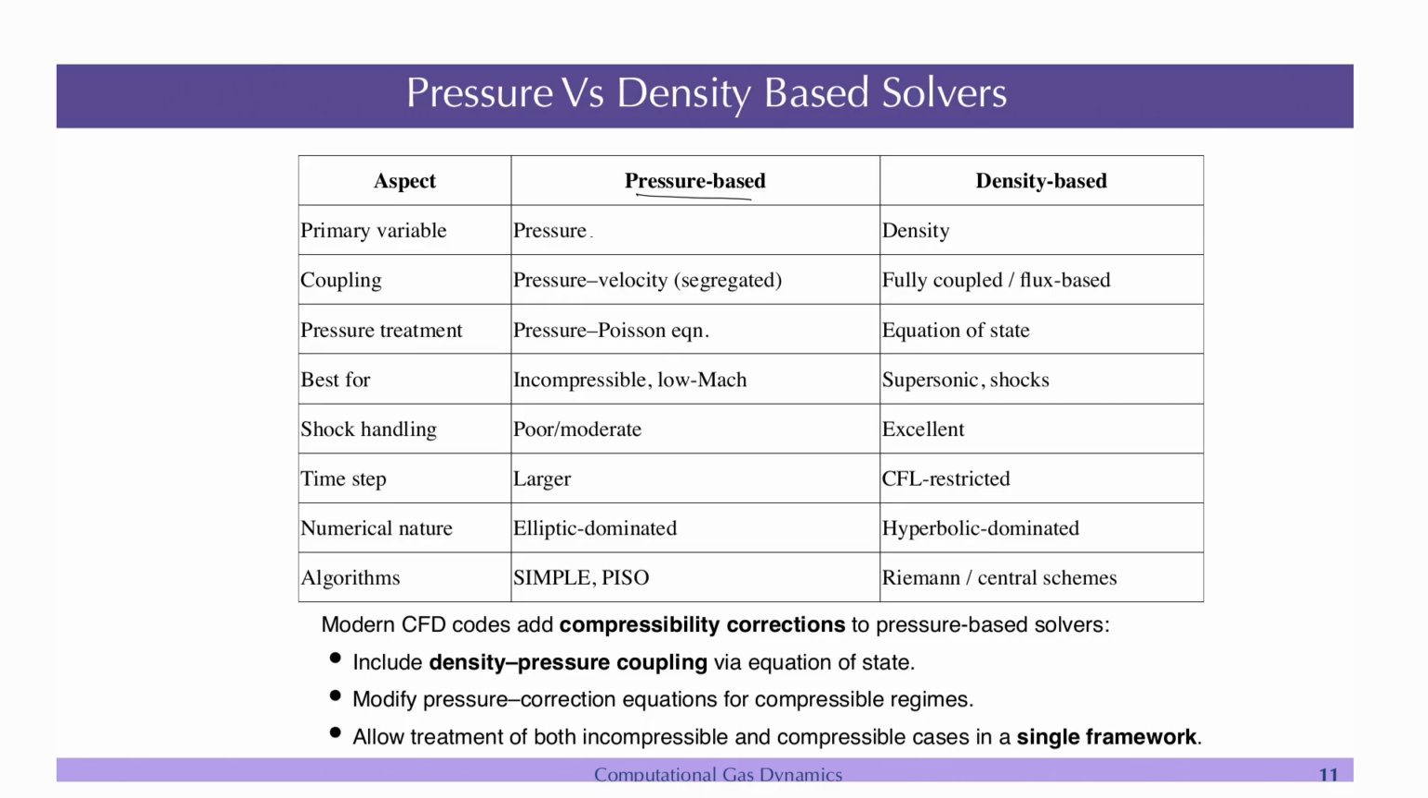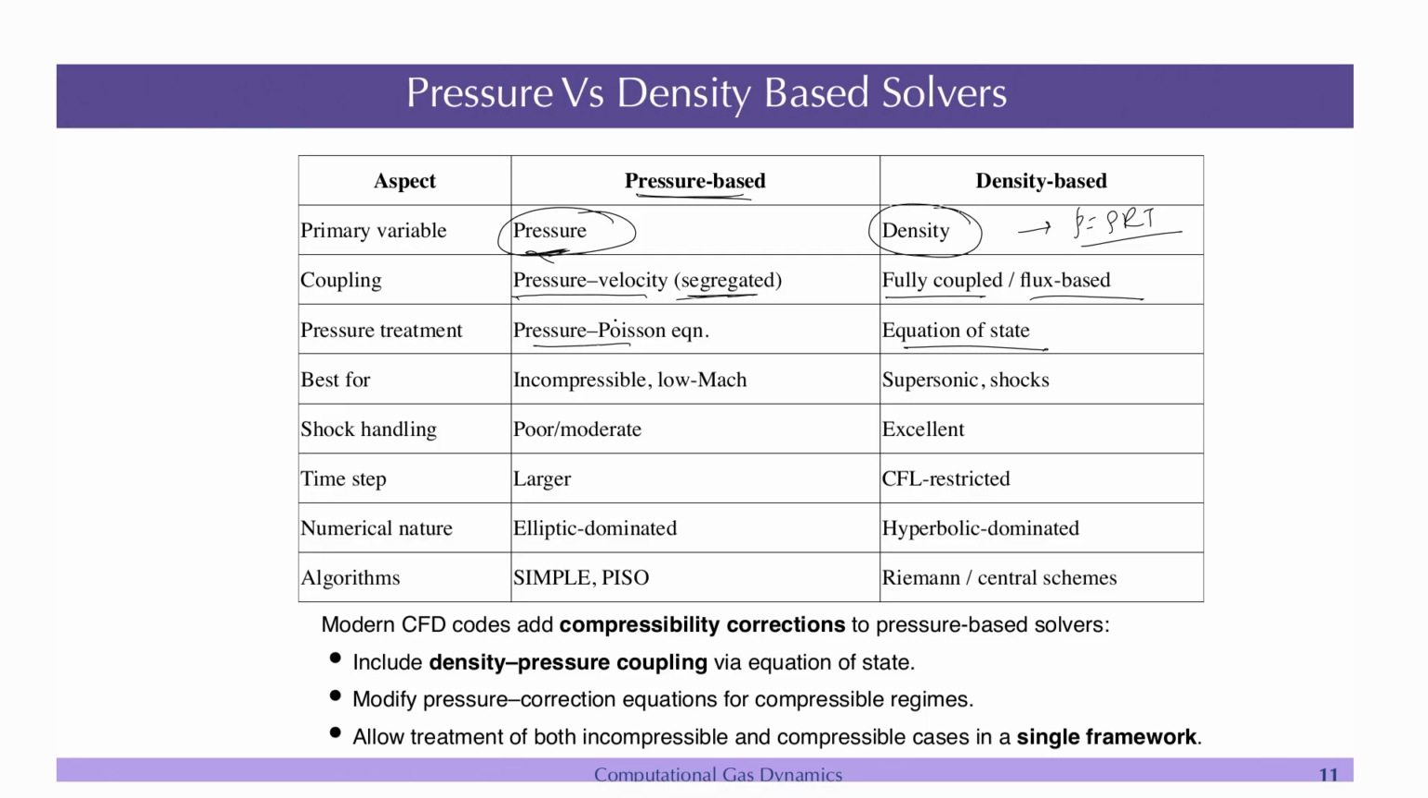So, in the pressure based solver, pressure is a primary variable, because we use the pressure Poisson equation, and in the density based solver, density is the primary variable, and you get pressure from P equal to rho R T. There is a coupling between pressure and velocity, which is basically segregated. Here it is fully coupled, the density equation, that is why we said that we can solve all the equations together, or it can be flux based. This is pressure Poisson, this is equation of state.